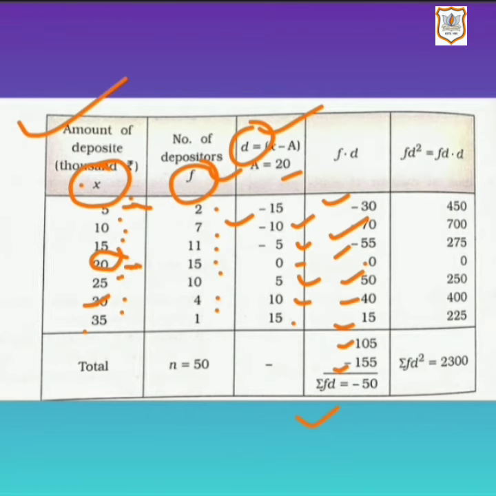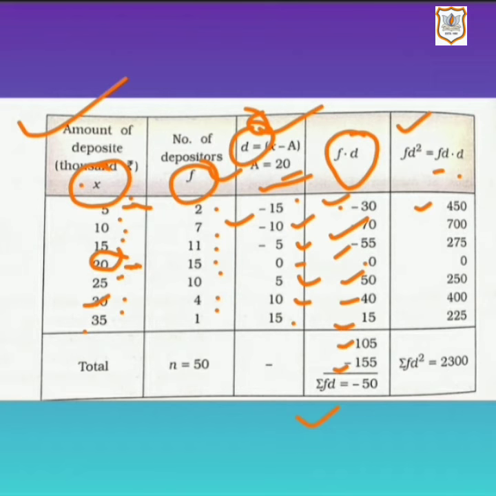Now we are going to find fd square. That means fd into d. This column is fd into d. So fd into d will be multiplied. That means minus 15 into minus 30, both are negative, gives you positive 450.